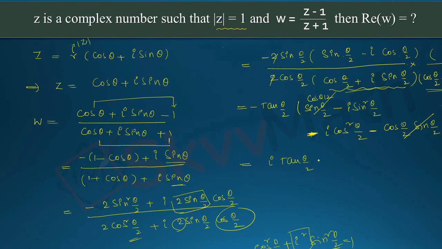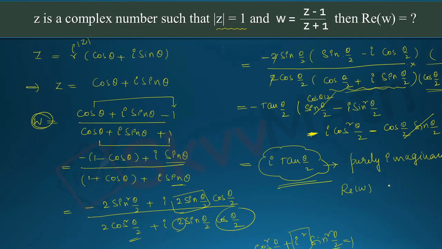Can you see here? It is a purely imaginary number. There is no real part. It's purely imaginary, which means there is no real part, meaning the real part is 0. Whose real part is 0? We started with W. So the real part of W is equal to 0, which concludes the third method.